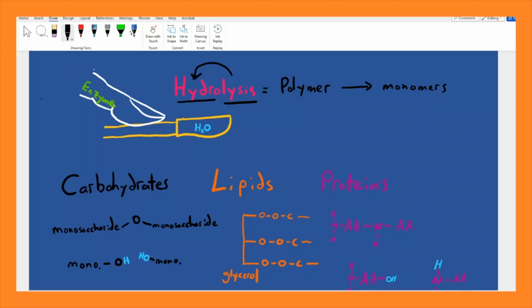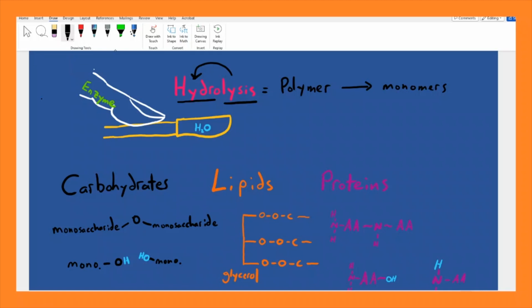Hydrolysis is how we change a polysaccharide into monosaccharides. How we change a triglyceride into glycerol and fatty acids. How we change a polypeptide into individual amino acids. I'm just going to use carbohydrates as my example here.